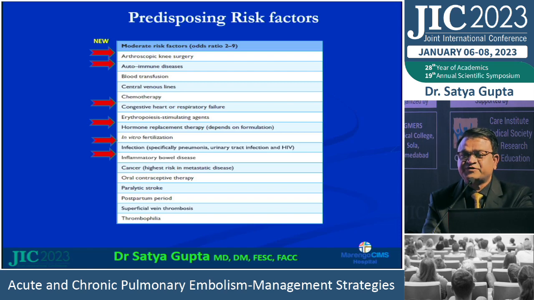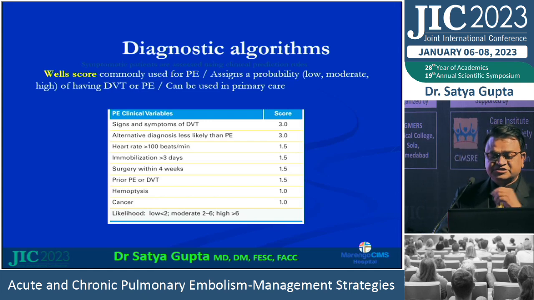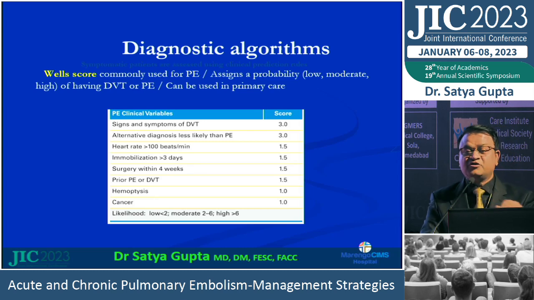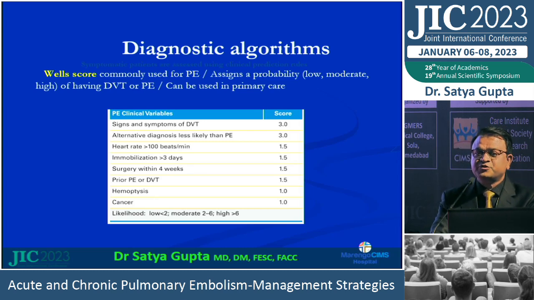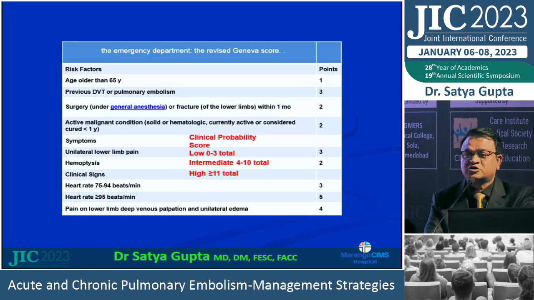So these are the newer risk factors we have to keep in mind, because pulmonary embolism is a diagnosis of suspicion. It's not a diagnosis of exclusion. Recently, just in the last lecture, I think Dr. Bhavin has suggested that the Wells score is a very good score. Whenever you are suspecting pulmonary embolism, just see the clinical parameters: signs and symptoms suggestive of DVT, severe tachycardia, immobilization for 3 days. If any 2 or 3 are there, there is a high suspicion of pulmonary embolism. So pulmonary embolism is a diagnosis of suspicion, not a diagnosis of exclusion.